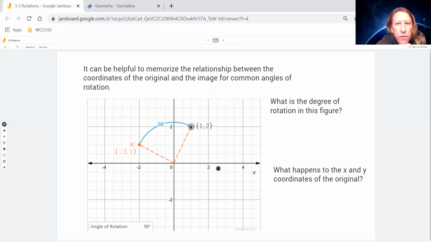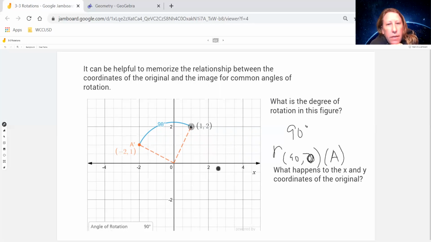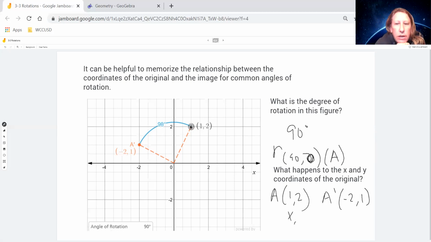So the degree of this rotation in the figure is 90 degrees counterclockwise. If I wanted to write this with the notation, it would be rotation of 90 degrees around the origin, and what are we doing that to? We're doing that to point A. Okay, then we can look at the original, which was 1, 2. And then the new one is 2, -1. So what happened? The x and y got switched.